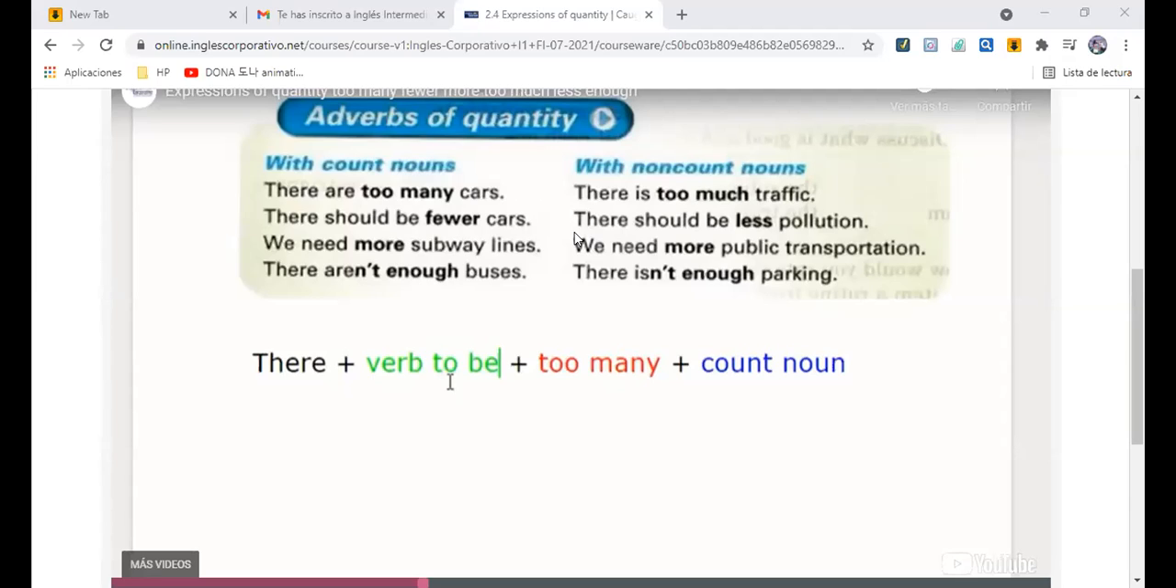Questions or comments? There is enough parking. How do you say hay mucha corrupción? There is a lot of corruption. Corruption is non-countable. So you need to say it in the singular form. All right. Questions? No? Okay. So this information is in the platform. Let me show you something else.